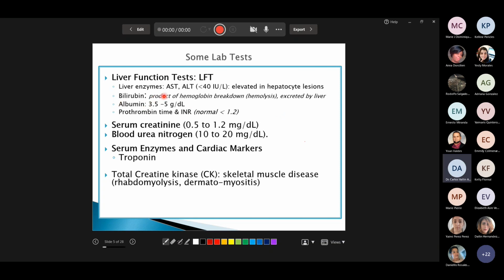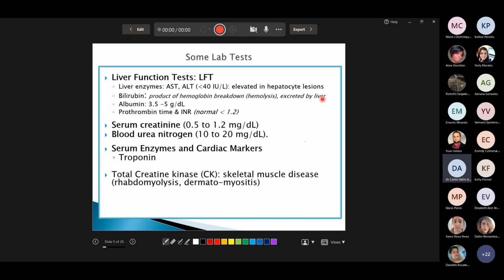Remember that bilirubin is the product of the degradation of hemoglobin. So people who suffer from hemolytic anemia will have an overload of destroyed hemoglobin because of the hemolysis, and they develop jaundice. And remember that bilirubin is excreted by the liver in the bile, and the bilirubin gives the color of the bile, and the bile gives the normal color of the feces. The feces are brown because of the bile.